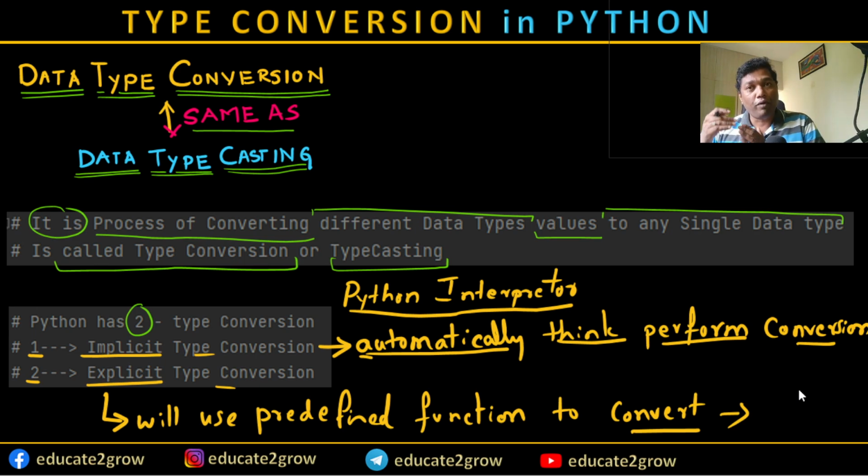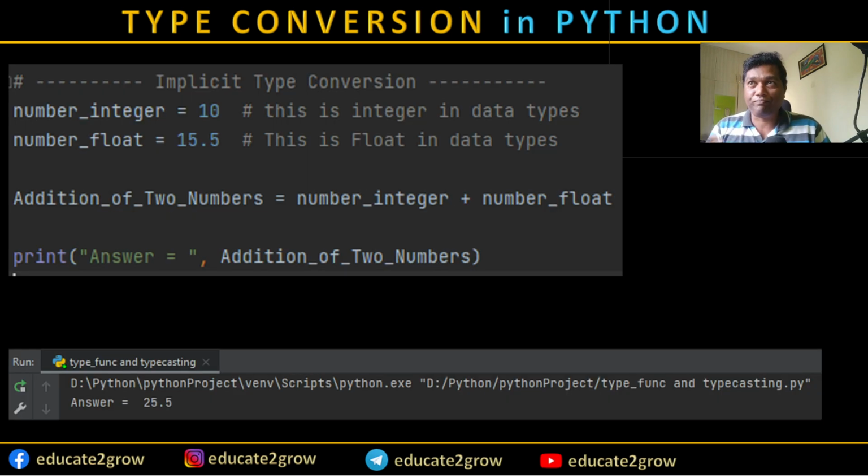So when we manually write a separate logic to convert certain data types, and then perform the rest of the operations, that is nothing but explicit. In implicit, we are not writing any logic. It is taken care of automatically. That is the meaning. I'll go to the example once again.